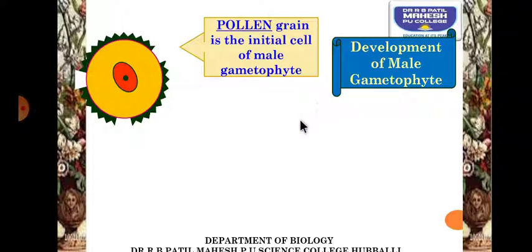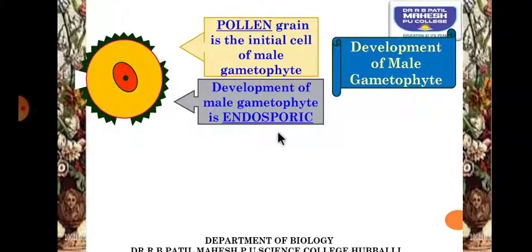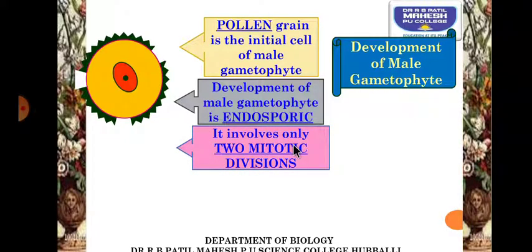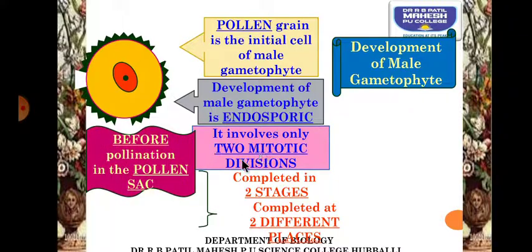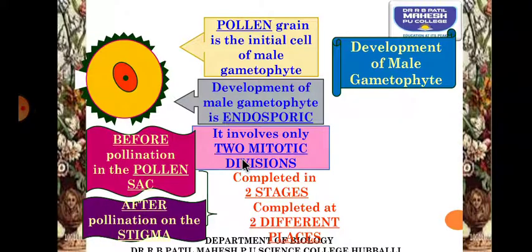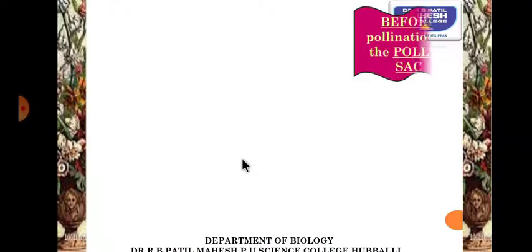Pollen grain is the initial cell of the male gametophyte. The development of the male gametophyte takes place inside the pollen grain. That is, development of the male gamete takes place inside the pollen grain, so it is called endosporic. It involves only two mitotic divisions which take place in two different stages and at two different places. Before pollination, mitosis occurs in the pollen sac, whereas after pollination, mitosis occurs on the stigma.